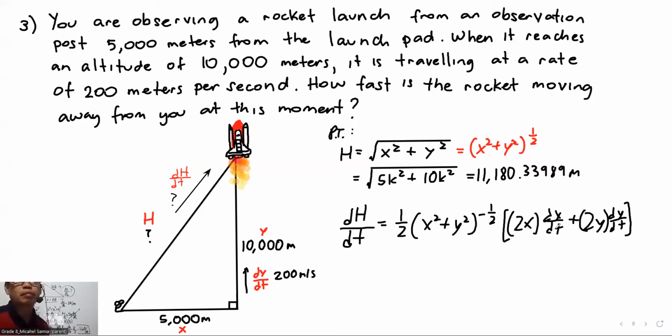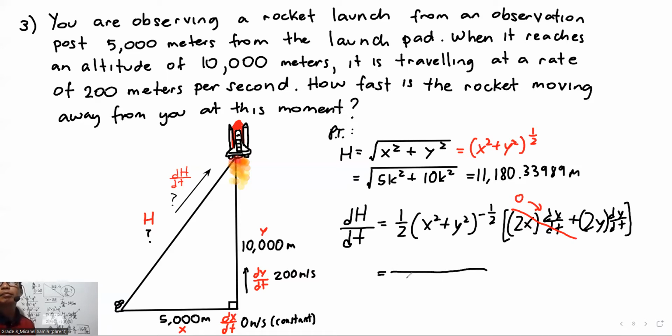Since x is constant, Josh, kindly indicate in the illustration: 5,000 is equal to x, and dx/dt is equal to 0, using your red marker. Your hypotenuse dh/dt is the unknown, and dy/dt is equal to 200, so this term is equal to 0 meters per second. So we can remove this term and simplify.